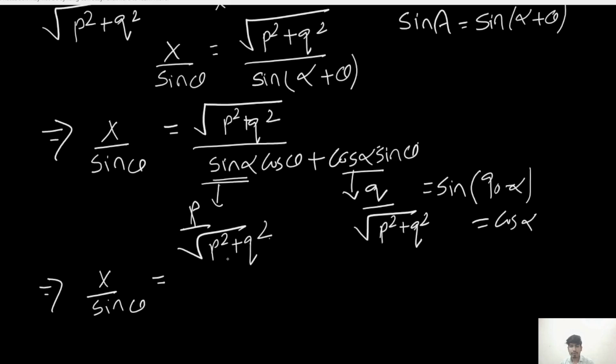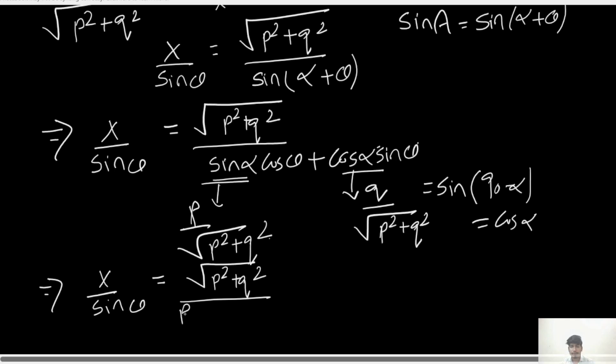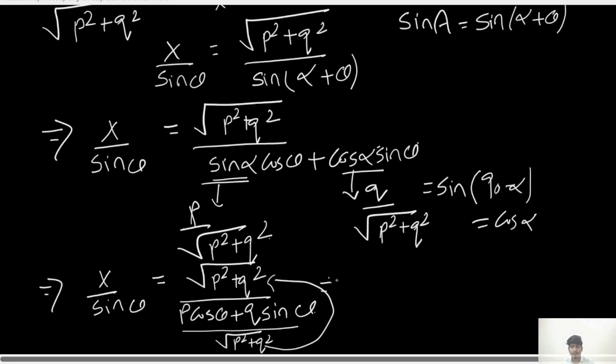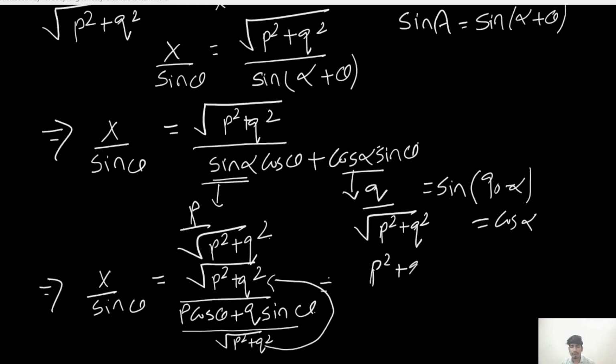Then what we get, under the root of p square plus q square, this is equal to p cos theta plus q sin theta. Okay students, and this is under the root of p square plus q square. Then if this goes here, this becomes p square plus q square upon p cos theta plus q sin theta. Then what is the value of x?